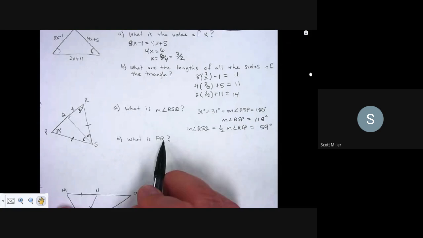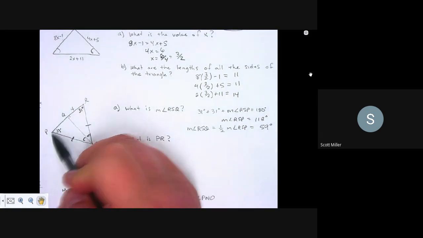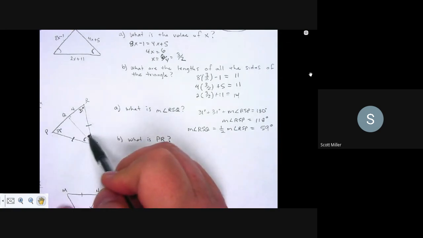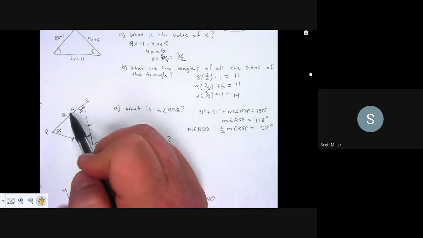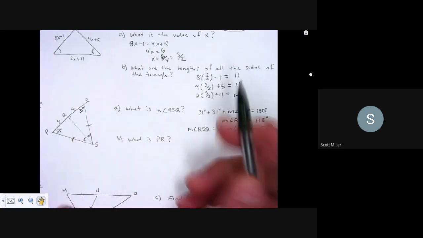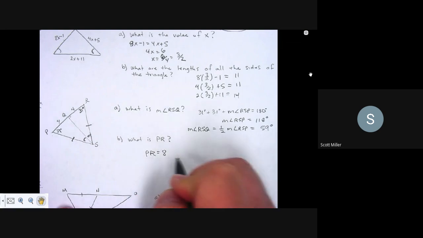What is the length of PR? PR is the whole side down here. Because I know this is an isosceles triangle and this bisects the vertex angle, it bisects this opposite side. So I know that side is a 4 also. So PR is simply 8.